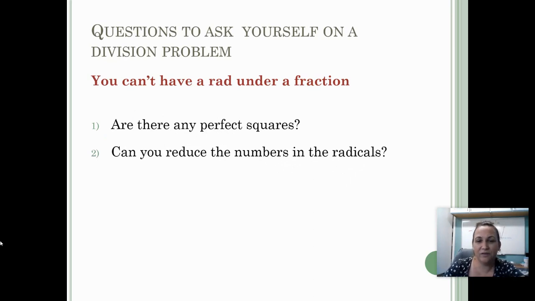If there aren't any perfect squares, then you want to ask yourself, can I simplify my fraction? Maybe you have a fraction that's an 8 divided by a 2. Well, I can divide that. That's 4. So we're going to try to simplify the fraction. Now, you're only allowed to simplify the numbers if they are either both under a radical or both not under a radical. You can't simplify an outside number with an inside number. So they need to be in the same position.